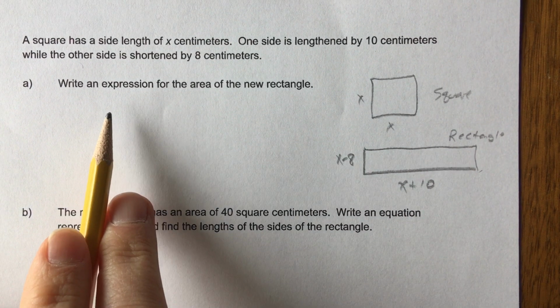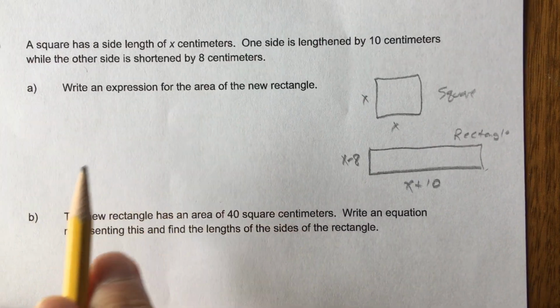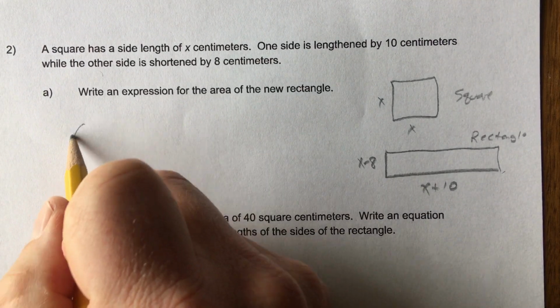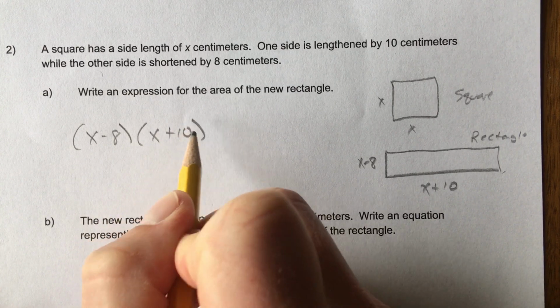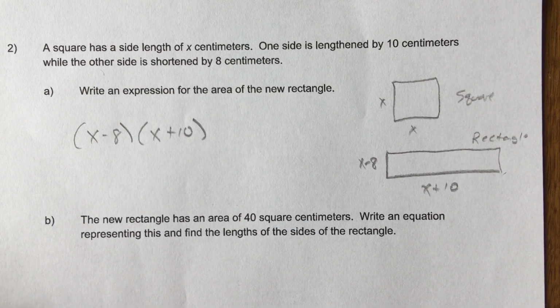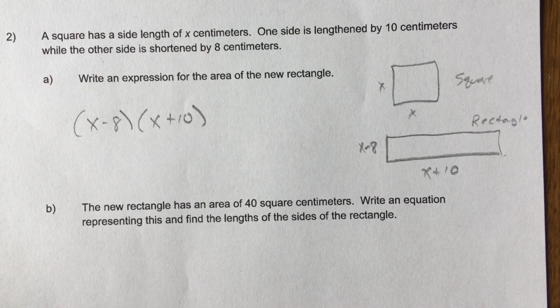All right, so A says write an expression for the area of this rectangle. Well, again, it's just these two sides multiplied together. So the short side and the long side multiplied together gives us an expression for the area.